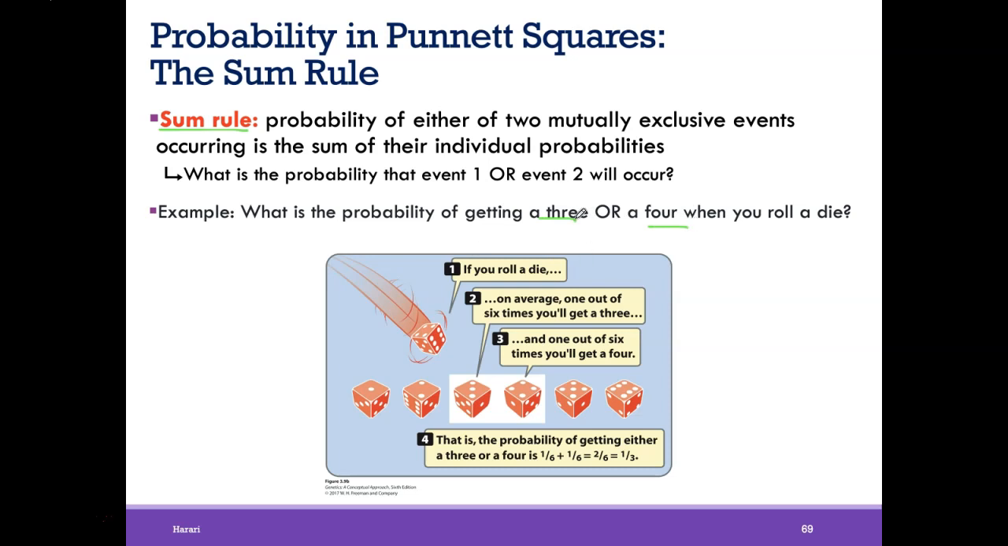So what is the probability of getting a 3 when you roll a die? Well, it's 1/6. What is the chance of getting a 4? Also 1/6. What is the chance of getting a 3 or a 4? When you hear or, that means plus. That means the sum rule. So the chance of getting a 3 or a 4 is 2/6 or 1/3. So we now reviewed the product rule and the sum rule.